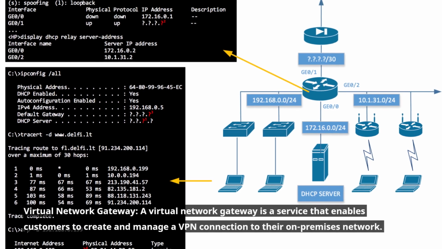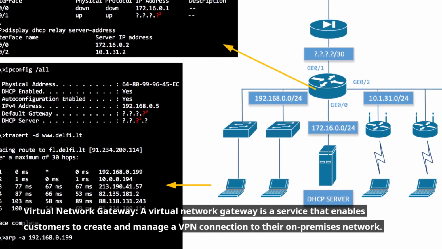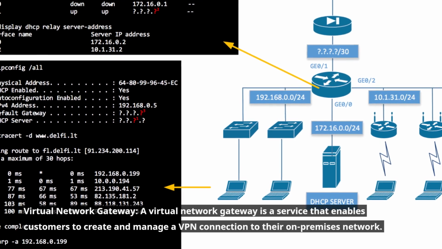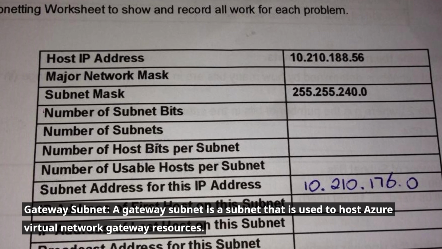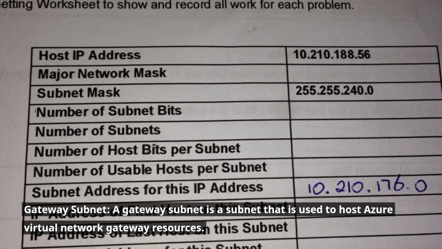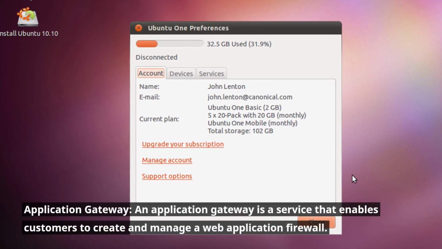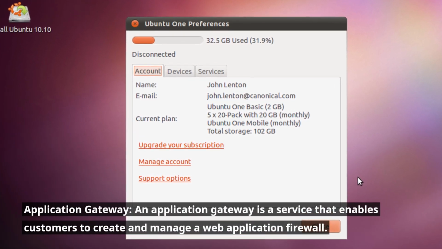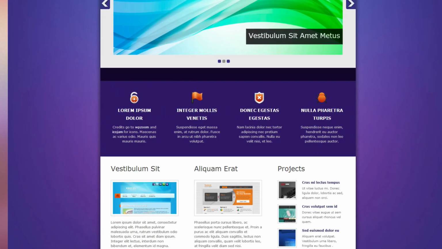Virtual network gateway. A virtual network gateway is a service that enables customers to create and manage a VPN connection to their on-premises network. Gateway subnet. A gateway subnet is a subnet that is used to host Azure Virtual Network Gateway resources. Application gateway. An application gateway is a service that enables customers to create and manage a web application firewall.